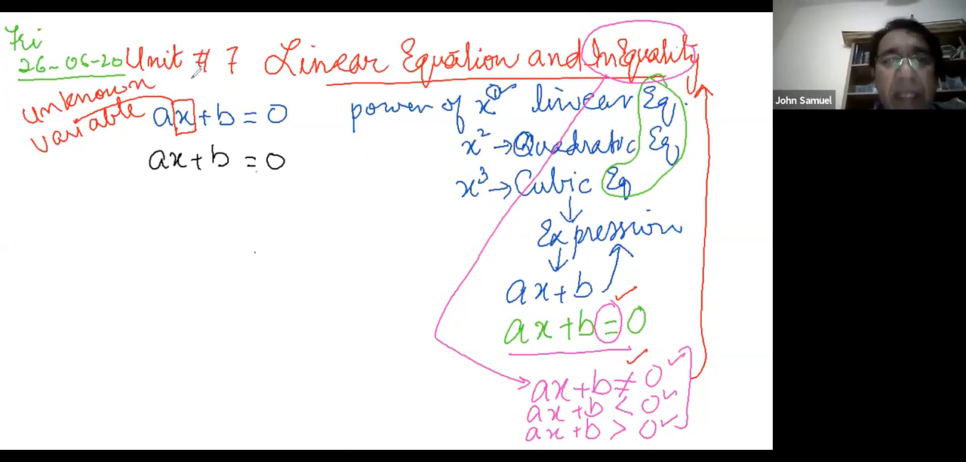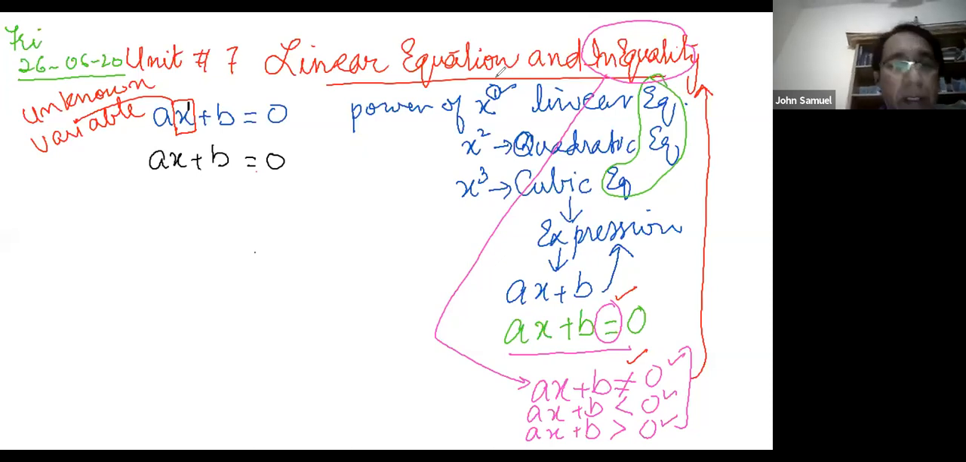Now, see, this is an equation. Why is it called ax plus b? It has an equality sign. Due to the equality sign, it is called an equation. And second, it is a linear equation. As I told you, why is it called a linear equation? Because the highest power is 1. Due to this highest power 1, it is called a linear equation.